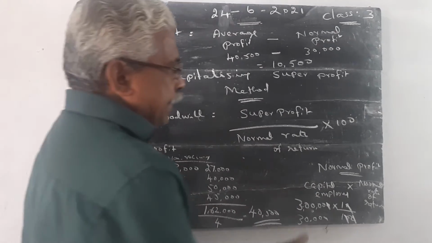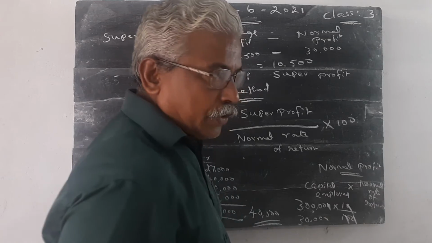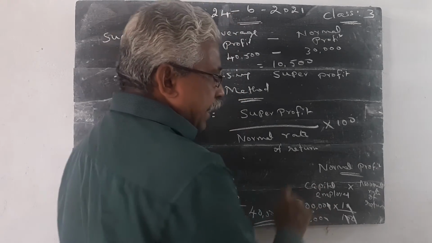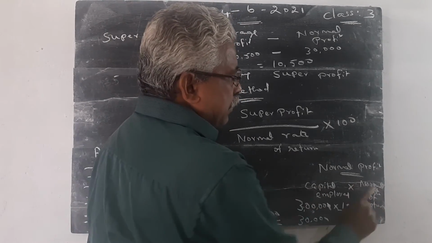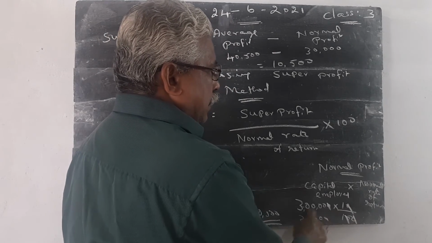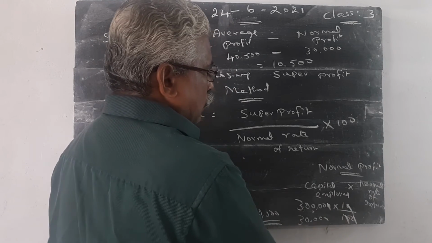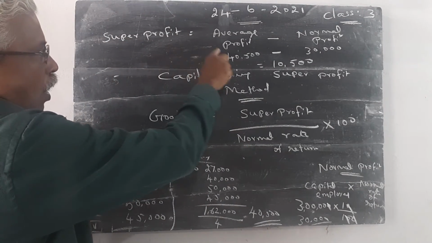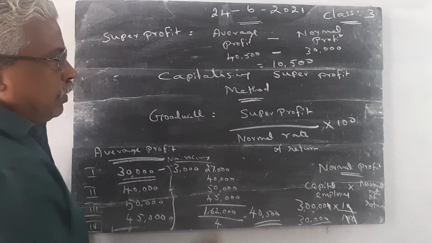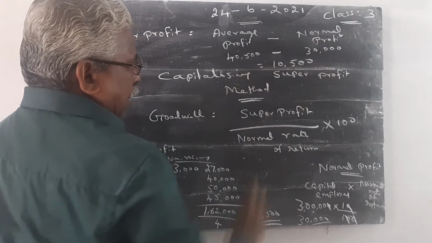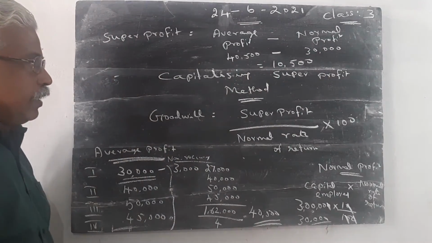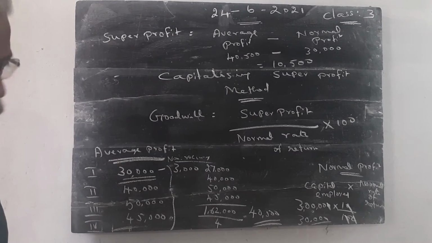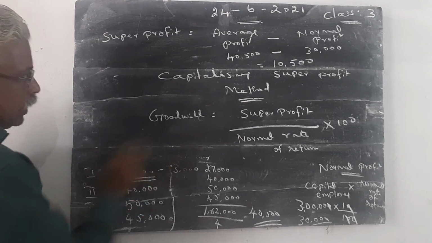Normal profit, capital employed into normal rate of return. Capital employed is equal to 3 lakhs. Normal rate of return is given in the question. So 10% of 3 lakhs is equal to 30,000. Super profit is equal to average profit minus normal profit. 40,500 minus 30,000 is equal to 10,500. So up to super profit we have calculated.